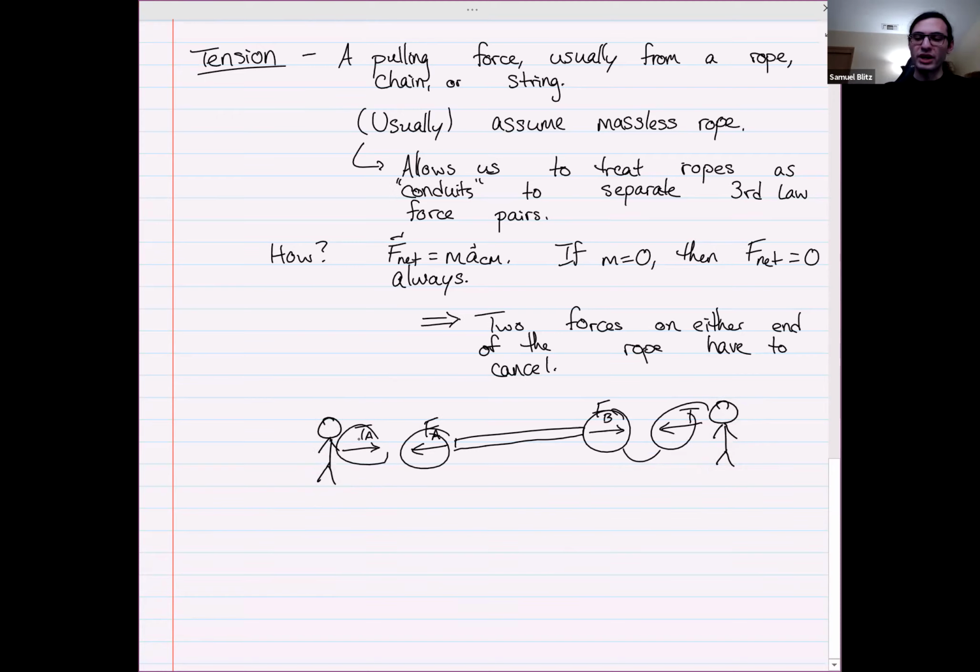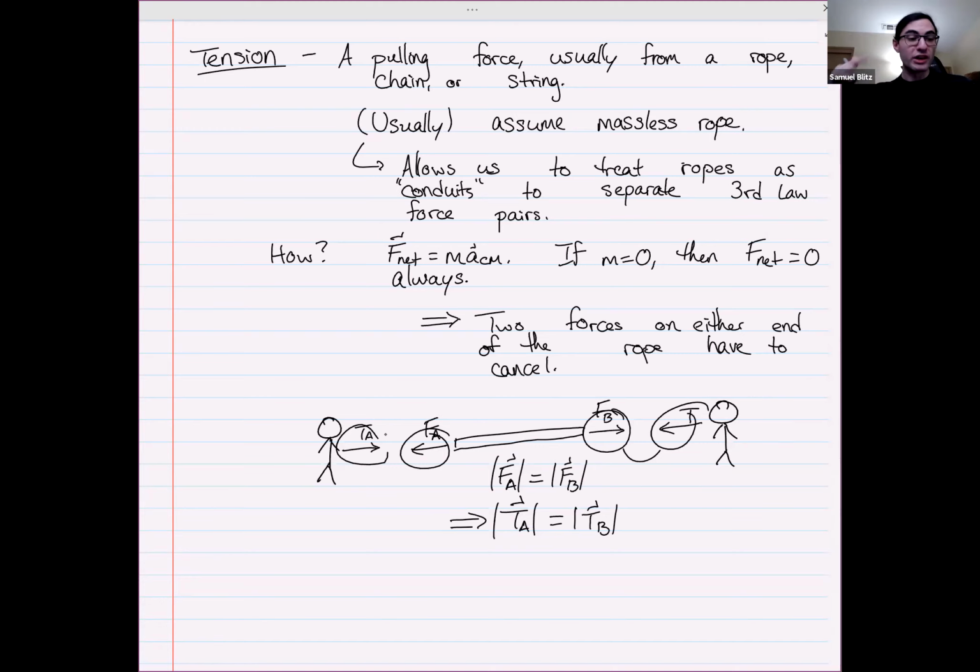These are third law force pairs. But the important point is that FA is equal in magnitude and opposite FB, because the net force has to be 0. And so what that means is that TA is equal in magnitude to TB, and they point in opposite directions. So it's like these two people were just tugging on each other's hands. It's like they're third law force pairs, but the rope kind of lets them separate from each other while still being in contact via Newton's third law. That's what ropes let us do.